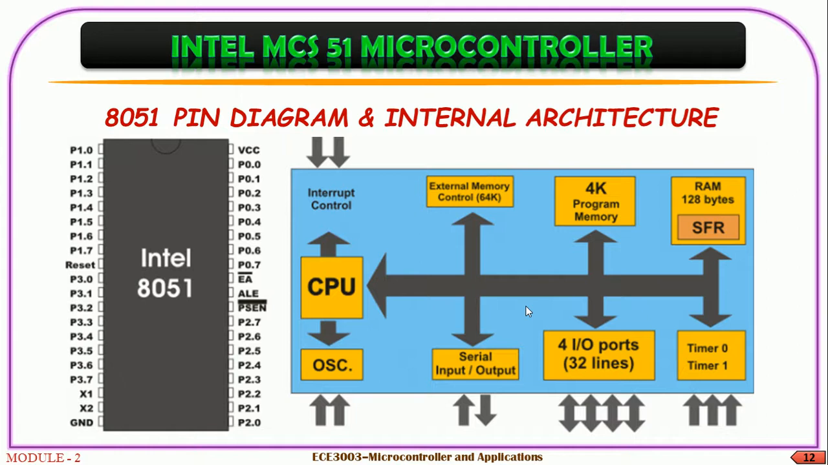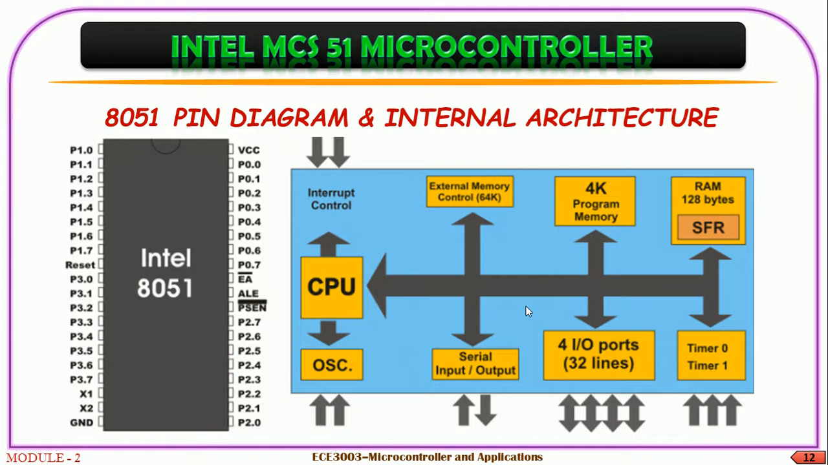It has a CPU unit, external memory control, interrupt control, 4K program memory, and 128 bytes of RAM, then two timers, timer 0 and timer 1, and four IO ports, each port having 8 bits, so totally 32 lines, then serial input and output. It is a 40 pin DIP package.